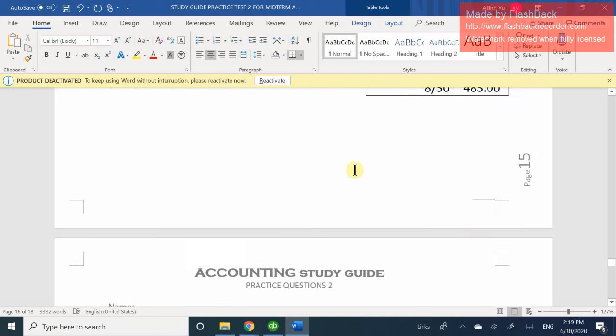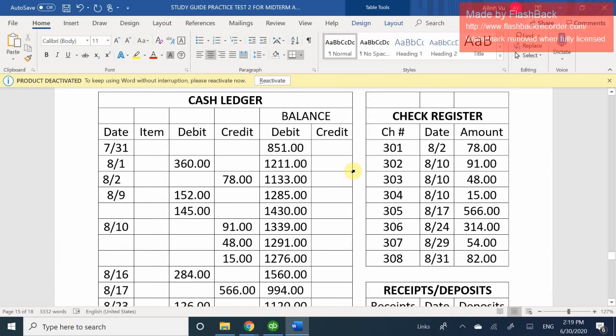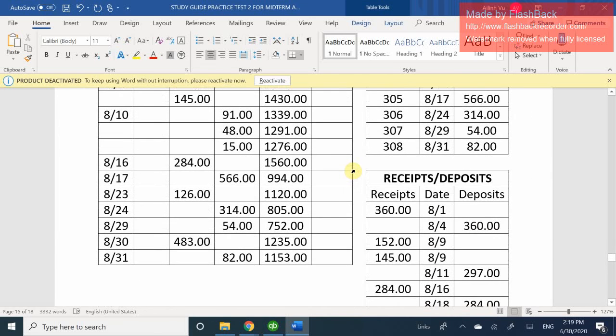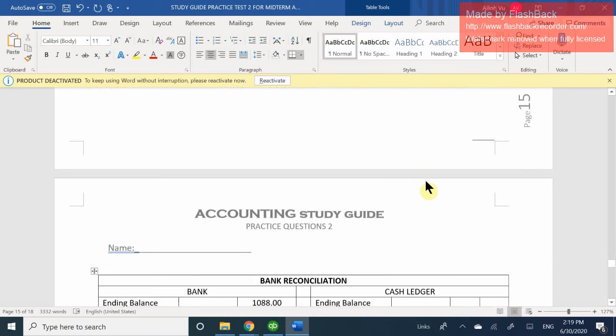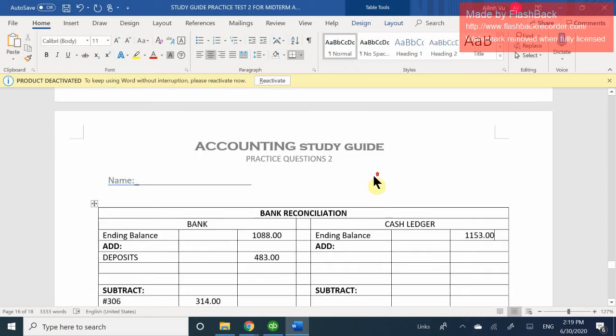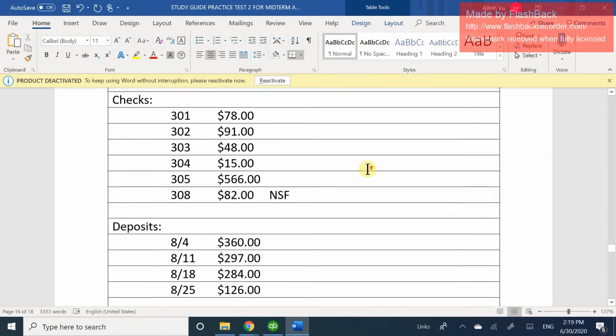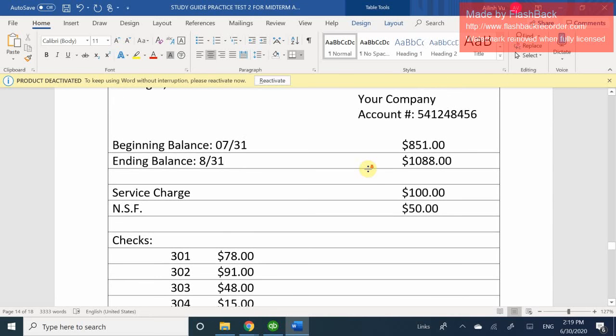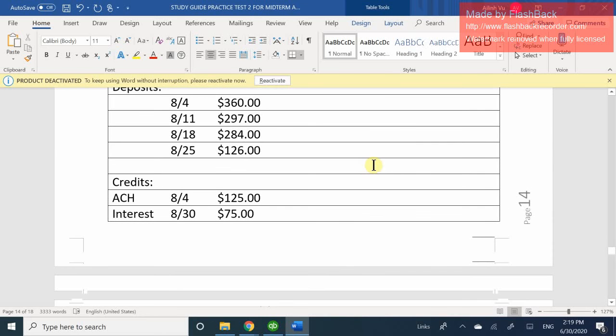So how do I find my ending balance? 1153. Yes, 1153 is correct. Okay. What do I need to add now? So I'm going to go to my bank statement. Your NSF and your service charge, you add them together for 150. You don't add that. What do you add first? Interest and ACH.